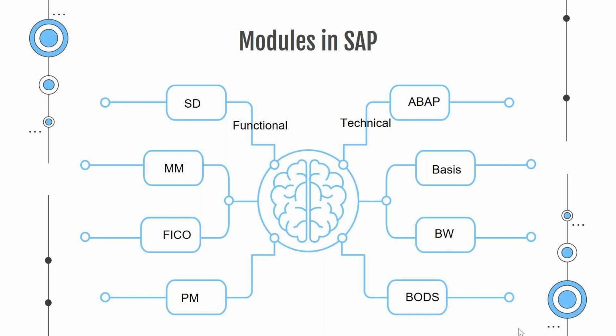Then FICO stands for finance and controlling. So out of all the functional modules in SAP, FICO is the most burning module, because every issue that you get in FICO is on priority. Every time it is on priority because FICO deals with financial transactions.